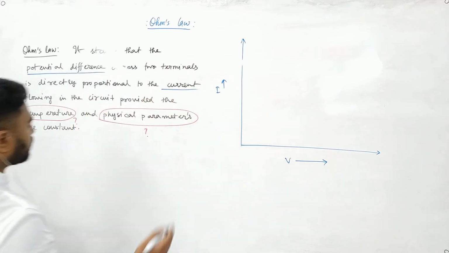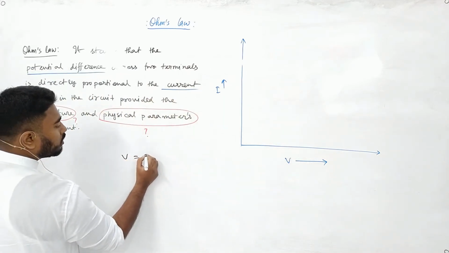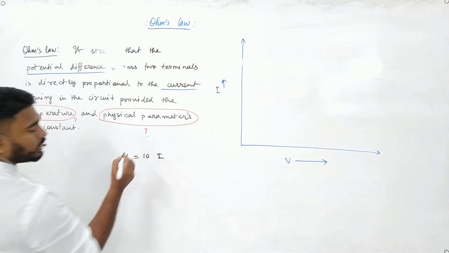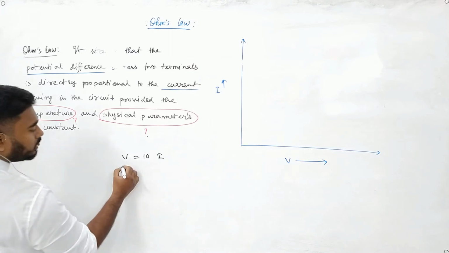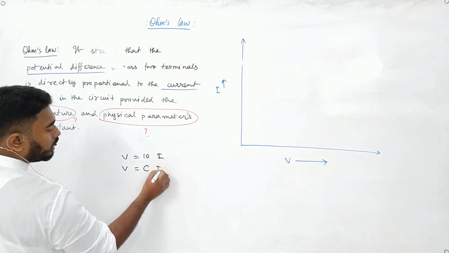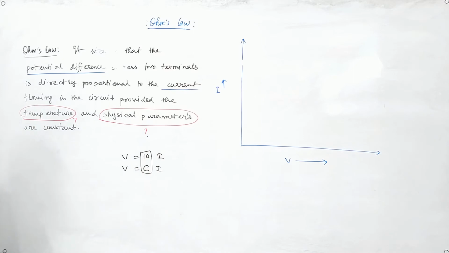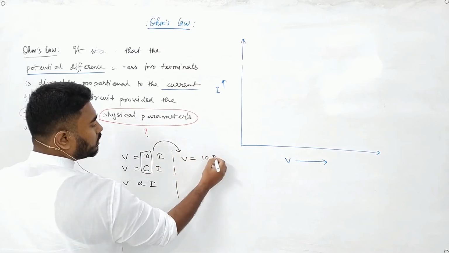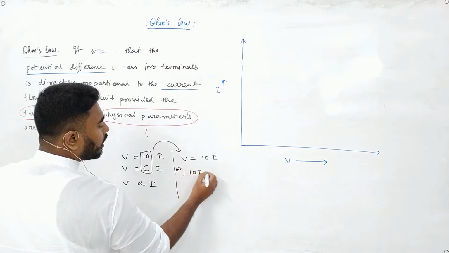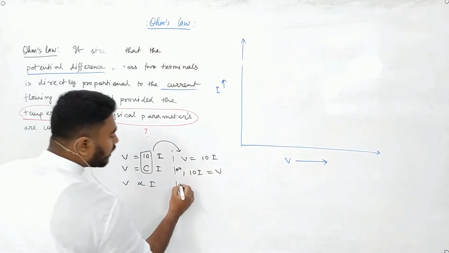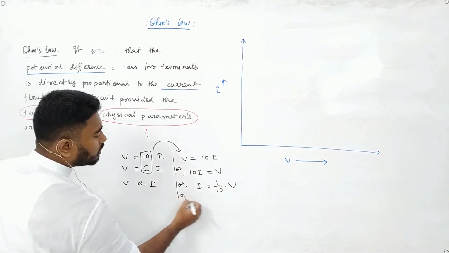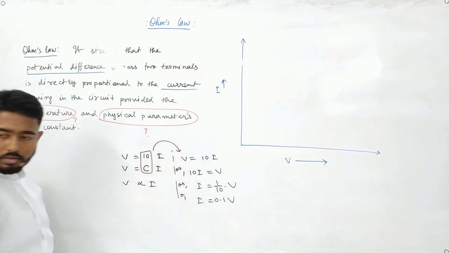Let us make a small example. Suppose V equals 10I. So can I write it as V equals some constant C into I, where 10 is that constant? So I can say V proportional to I. Now from this one, if V equals 10I, then can I write I equals 1 by 10 times V? Then can I write I equals 0.1 V?